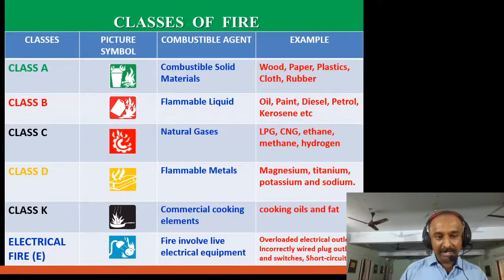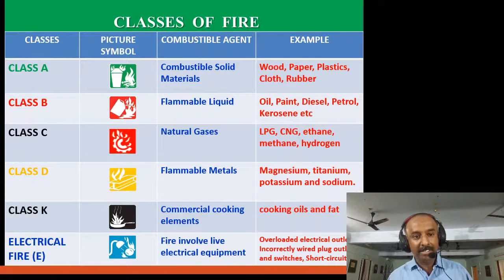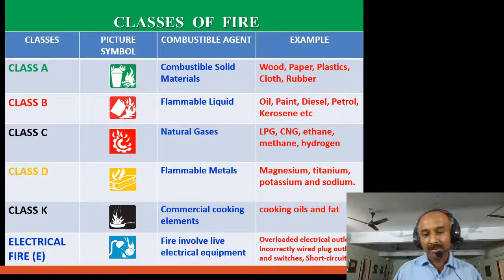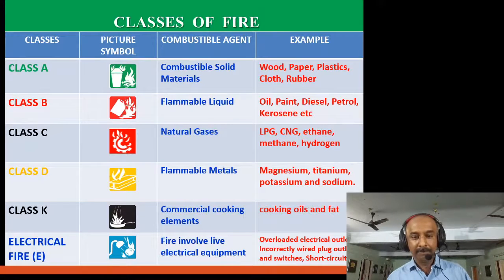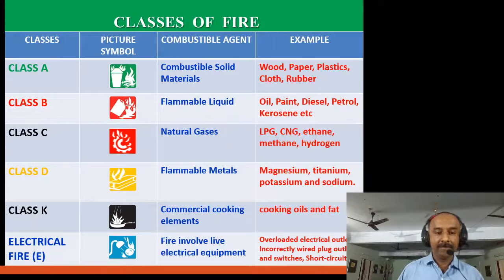In some other standards it is also called Class C fire, while Class B includes flammable liquids and natural gases. The electrical fire involves live electrical equipment, such as overloaded electrical outlets, incorrectly wired plugs, outlets and switches, and short circuits. But one thing we should remember: once these appliances or components are disconnected from the fire source, the fire may be considered a Class A fire. So these are the 5 different classes of fire.